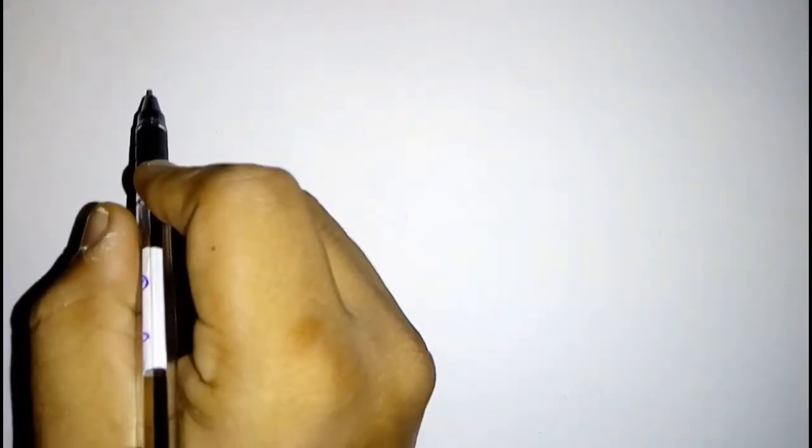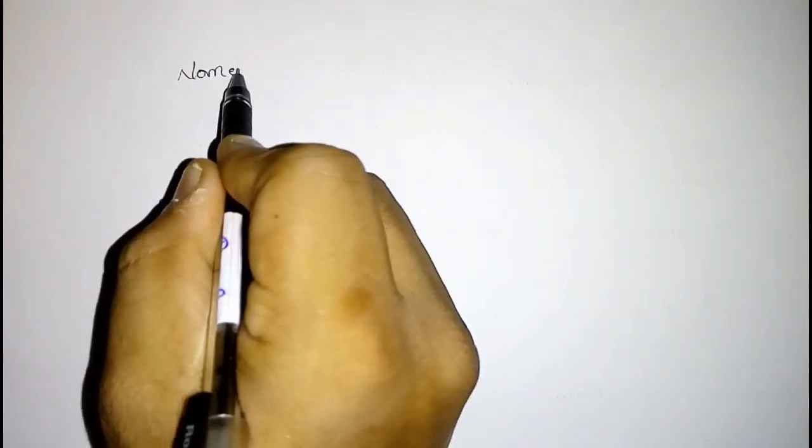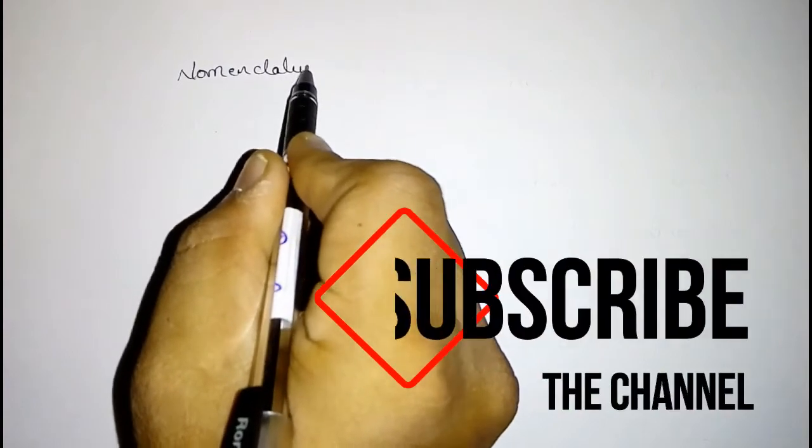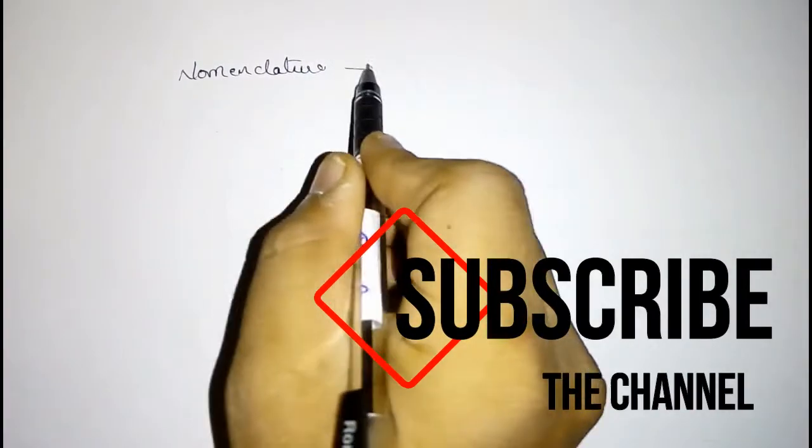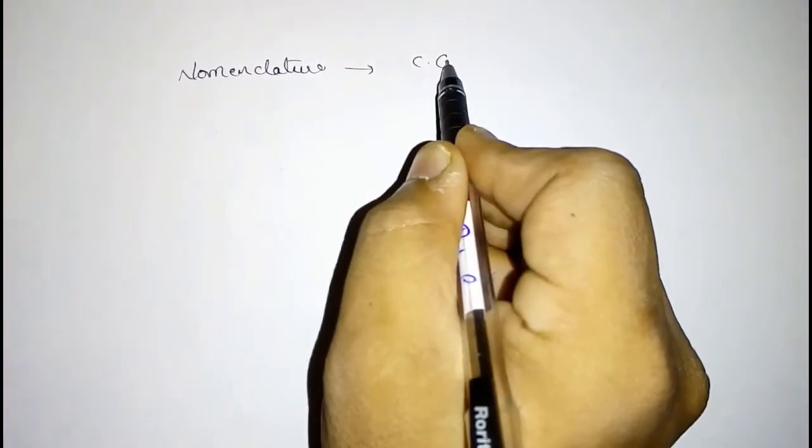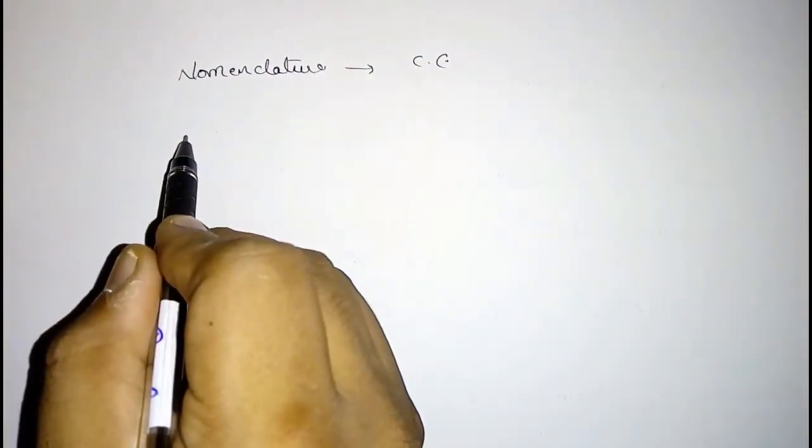Okay, let's see the nomenclature. As I already told, 11 steps are there. Let's see the 11 steps to write the naming, or you can say the nomenclature. What are the 11 steps to find the nomenclature of carbon compounds? Okay, what are the 11 steps? Let's start with the first step.